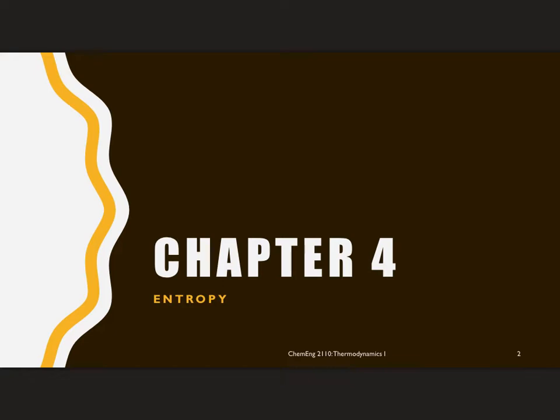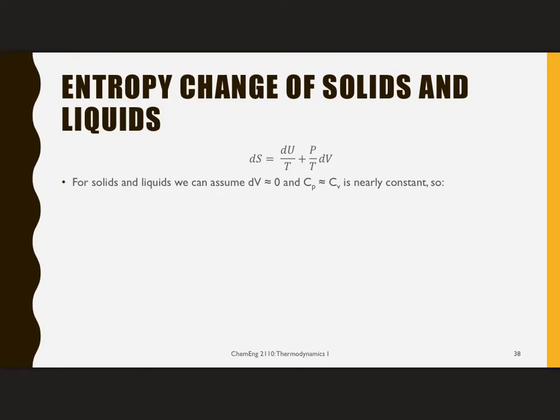We're continuing our study of Chapter 4 on entropy, and in this lesson we're going to look at how we can use those fundamental relations to calculate entropy change for solids and liquids. We're going to begin by looking at the fundamental relations for ds equals whatever. We can use either of the two forms, but the one that's going to make a little clearer definition, I suppose, is to work with ds equal to du over T plus P over T dv.